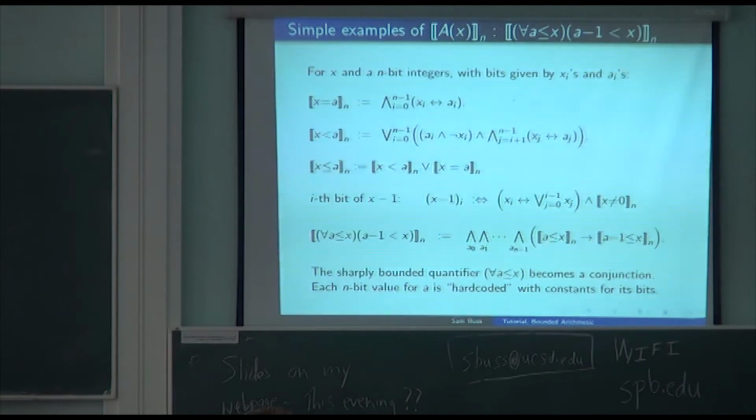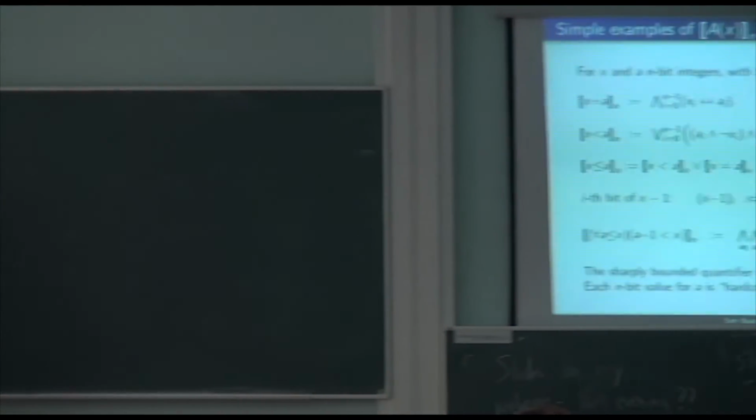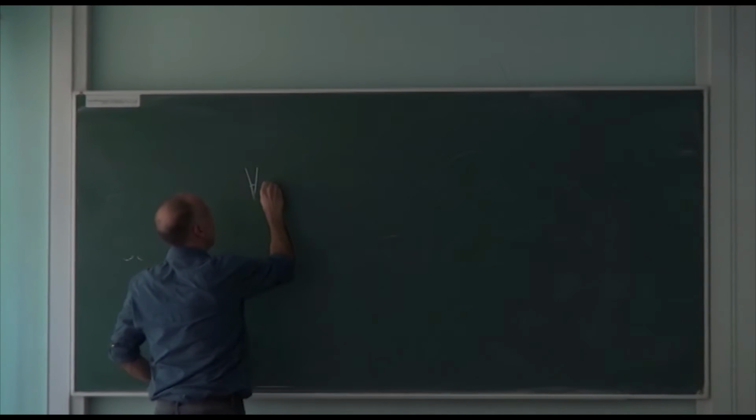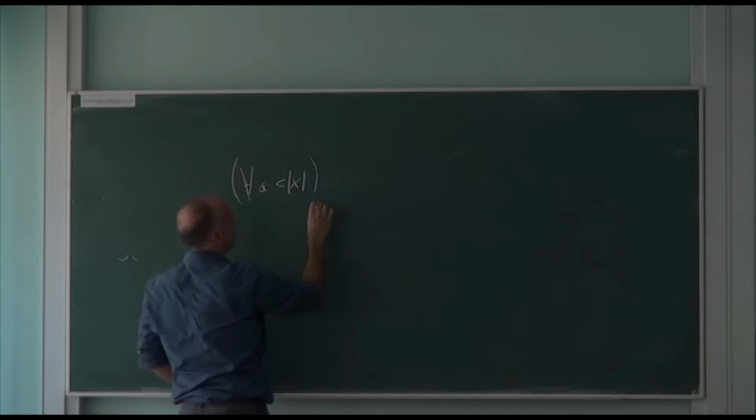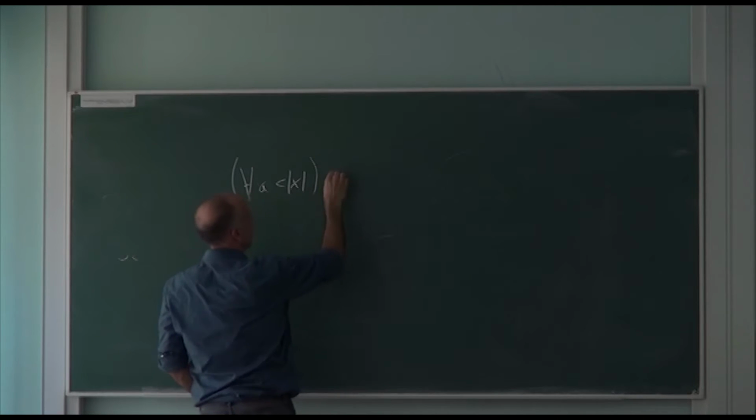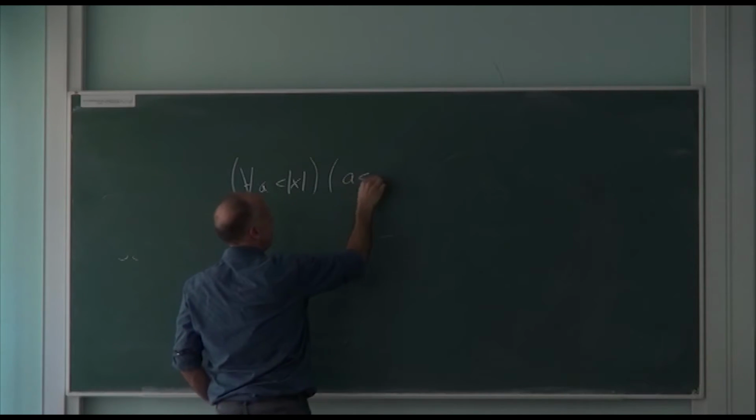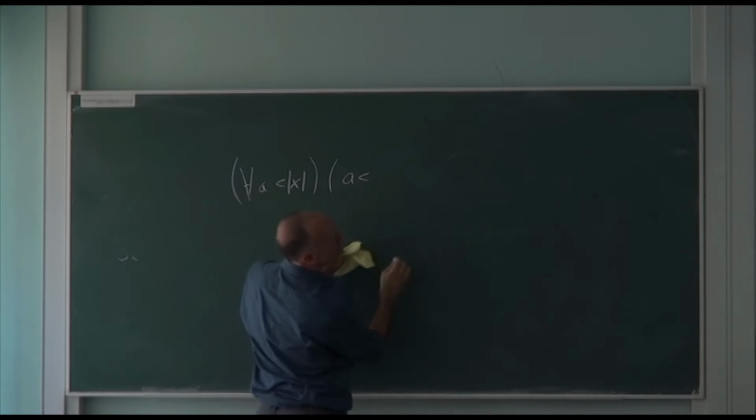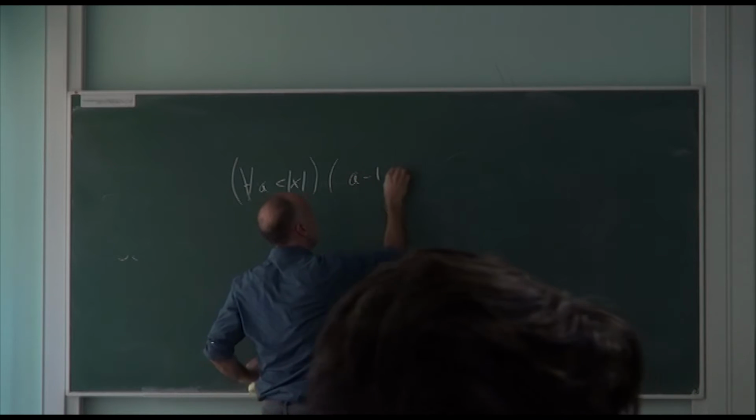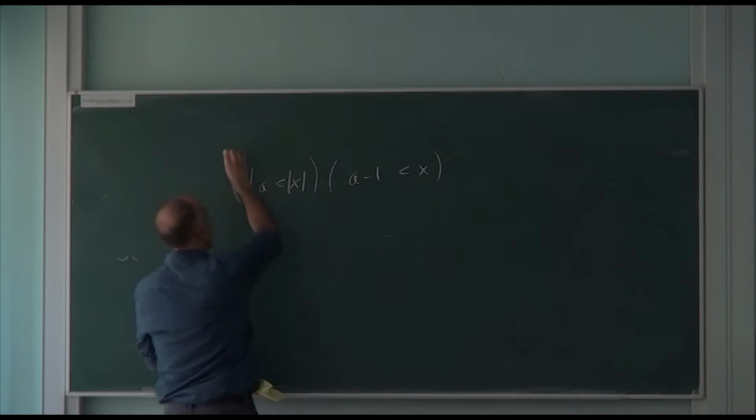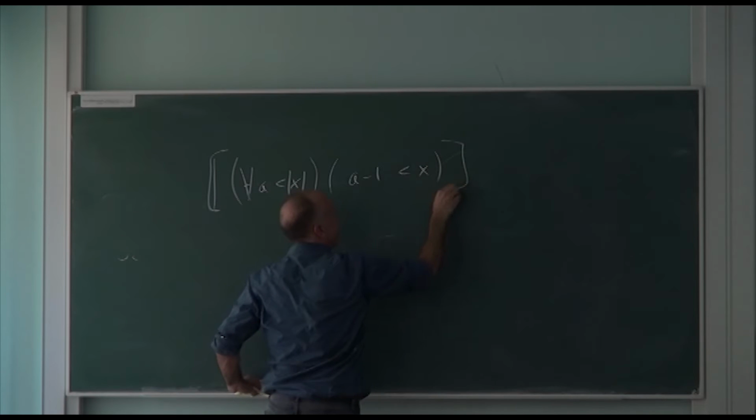Let me modify this a little bit. So let's take the for all x, for all a less than the length of x. This slide is sort of messed up, so we'll just do it this way. A minus 1 is less than x. Okay, let's just take the translation of this.